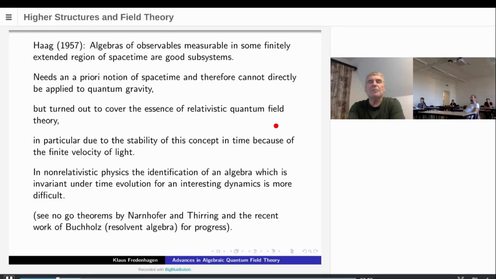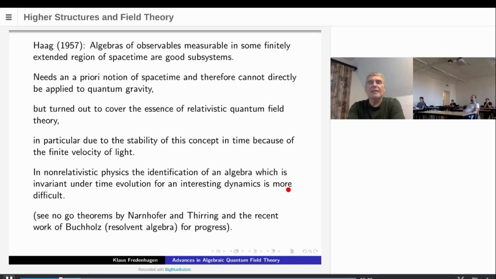So the one aspect you directly see why it's so good in the relativistic context is because of the finite velocity of light, these systems characterized by space-time regions are in a certain sense stable. So the region extends only a finite amount in space in a finite time.